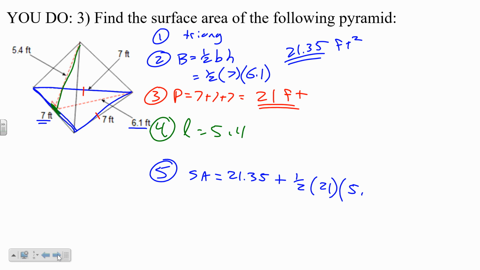Times 5.4. Now again, this 1/2, I always write it as 1/2, and I say it as 1/2. That's what the formula is. But when I put it in my calculator, I would just use 0.5. I think that's easiest. I guess the yellow calculators have a fraction button, so you could try that, but mine doesn't have a fraction button. This ends up being 78.05 feet squared.